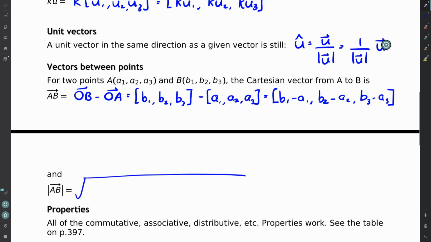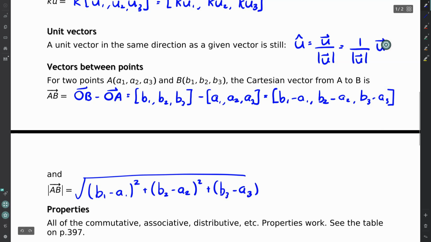The magnitude of vector AB is just going to be the square root of the sum of the squares of all of the components of vector AB. So the square root of (B1 minus A1) squared plus (B2 minus A2) squared plus (B3 minus A3) squared.